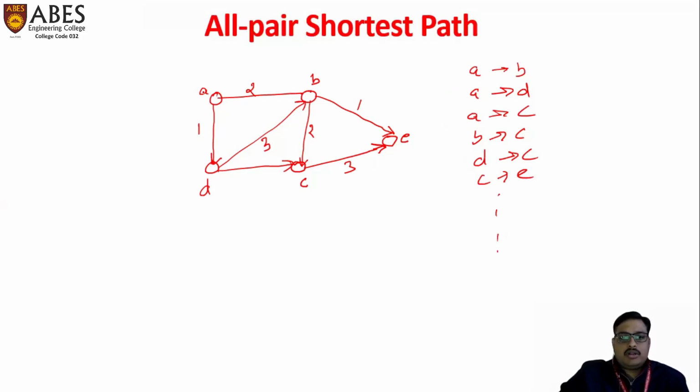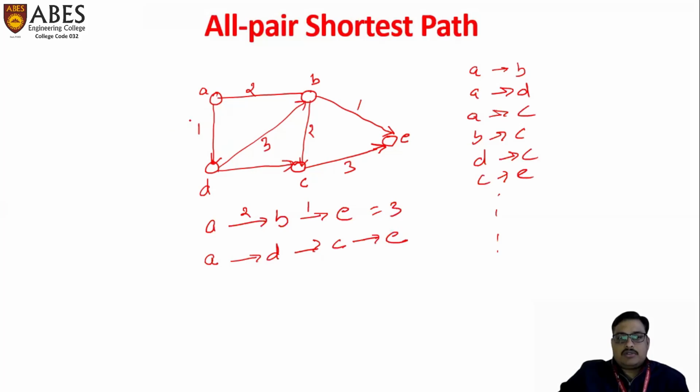So if we take two vertices like A and E, and we need to find out the path, there are multiple paths possible between a pair of vertices. If you take A and E, we can move from A to B and then B to E. The cost associated with this is 2 and 1, that is 3. If we take another path like A to D, then D to C, and then C to E, this is also one possible path.